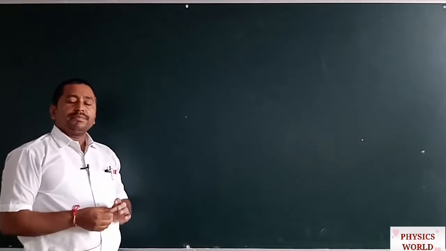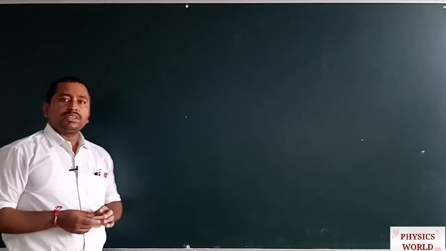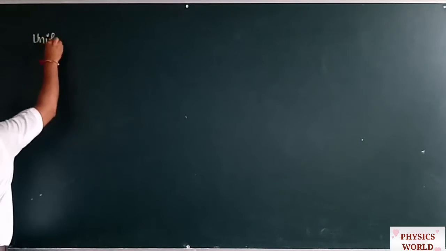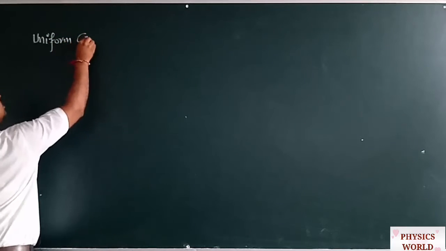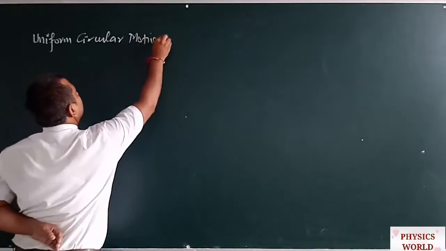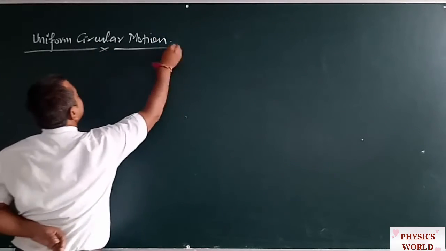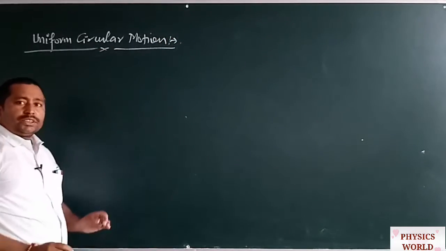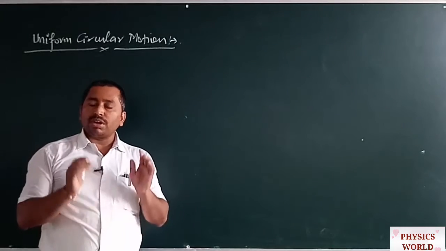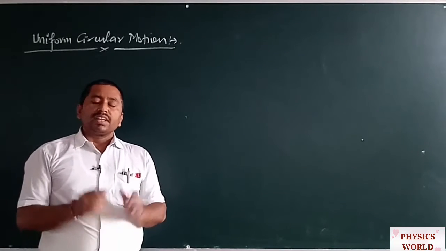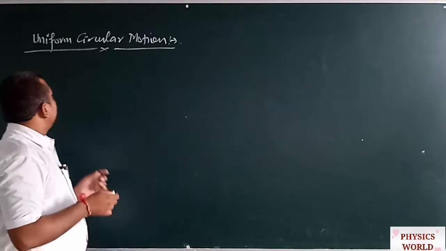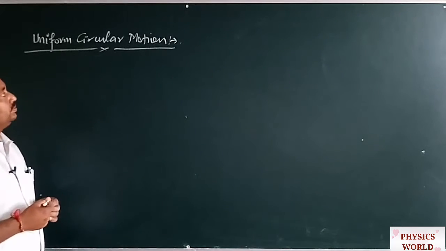Hello dear students, let us start our discussion about uniform circular motion. We know that when any object moves around a circular track with a uniform speed, then the motion created by such an object is assumed as uniform circular motion.